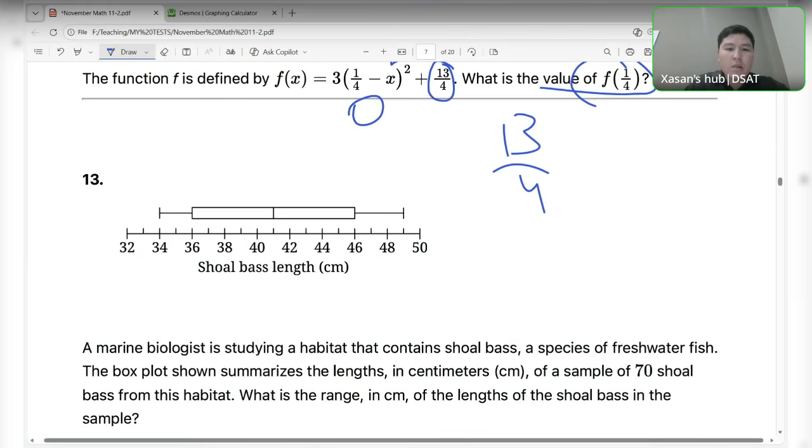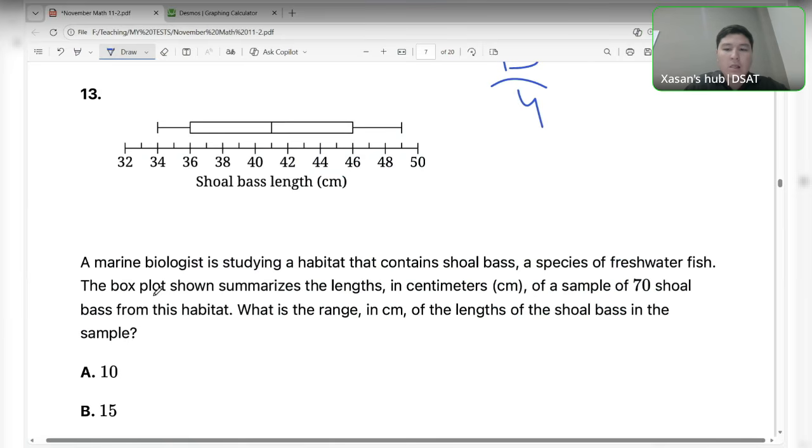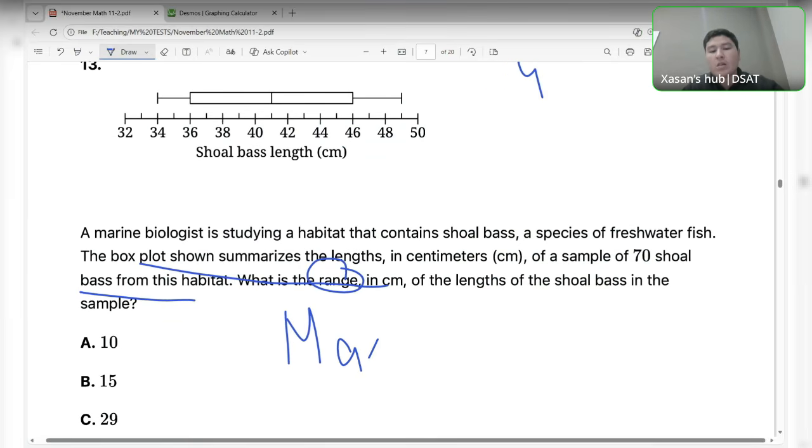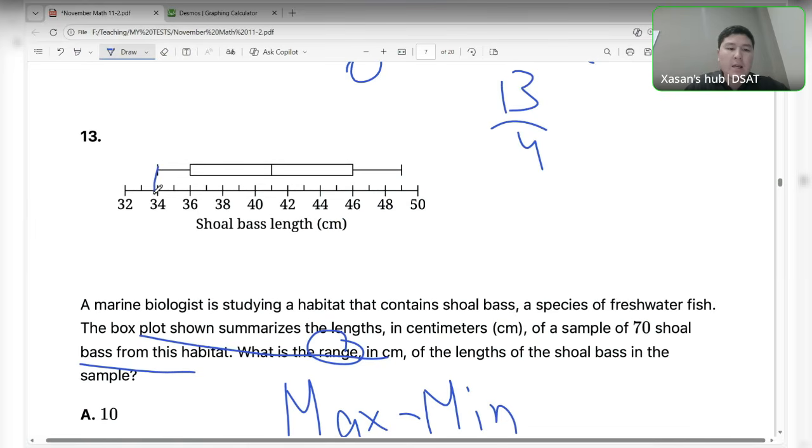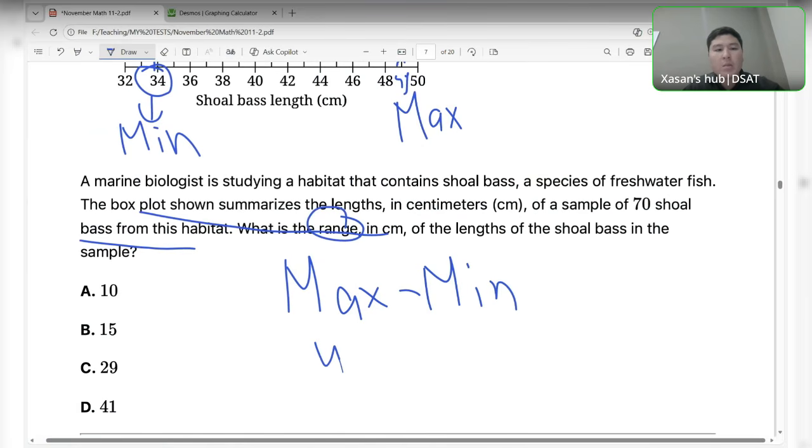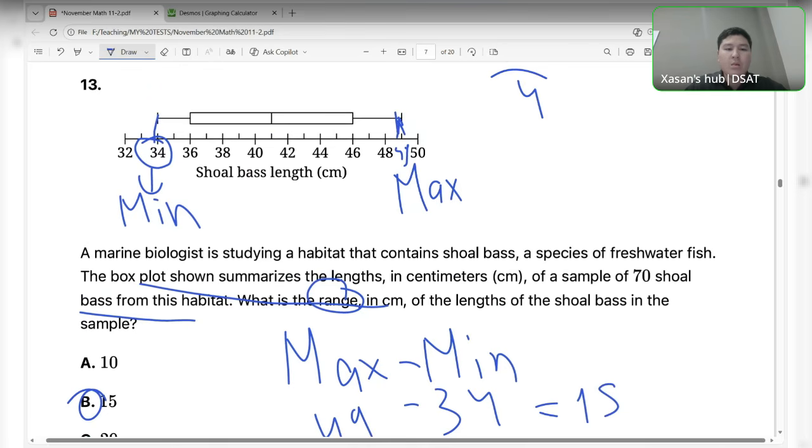And so you are given a box plot, and that's saying that we've got a sample of 70 soil bats from this habitat. What is the range? Oh, guys, the range means it is the maximum value minus the minimum value. And in the box plot, this line represents the minimum value, it is all the time the minimum. And that one is the maximum value in the data set, which is now 49, right? So maximum 49 minus minimum 34, your range is now 15. The answer is B.